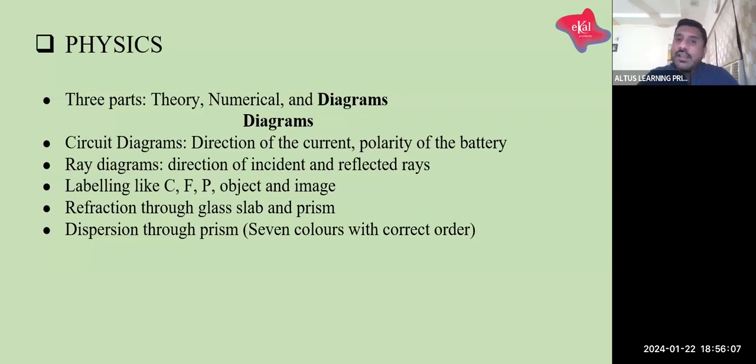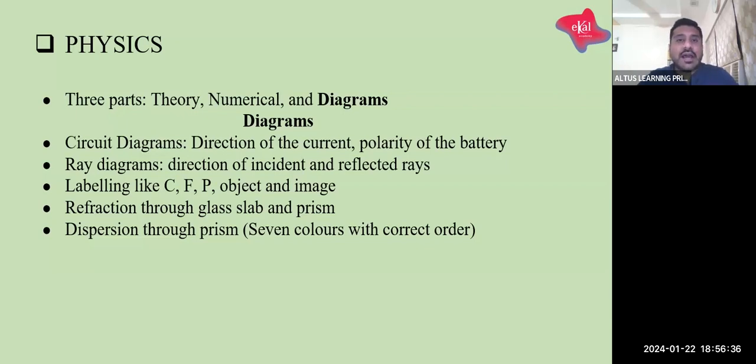There are three questions from Human Eye and Colourful World along with chapter number 9, which is light: refraction through a glass slab and refraction through a prism. Students may get confused about what to draw. So, when the question is based on refraction, make sure that you are not showing the splitting of white light, because splitting of white light is not refraction, but it is dispersion.